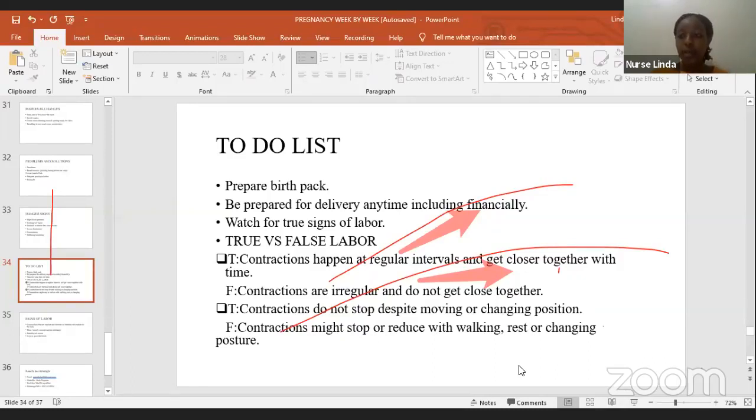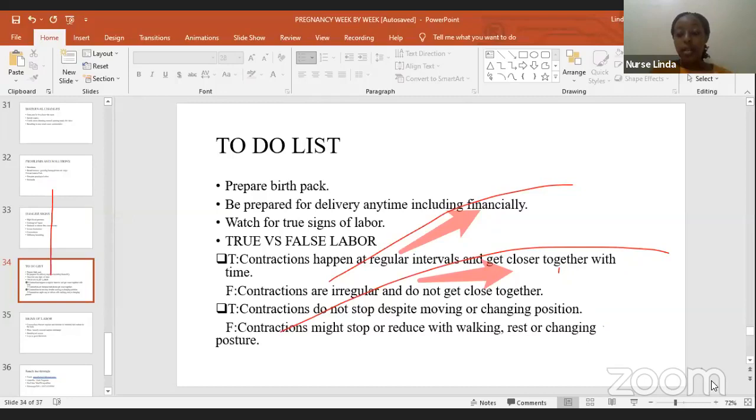With true labor, even if a woman walks, does exercise, or changes position, the contractions do not minimize or go away. But with false labor, the contractions may decrease, either with exercise, with changing of position, and all that, okay? Contractions in true labor, as I have said, increase with time, but for false labor, they do not increase. You may notice that either they are decreasing or they are at the same interval. I hope that is clear.